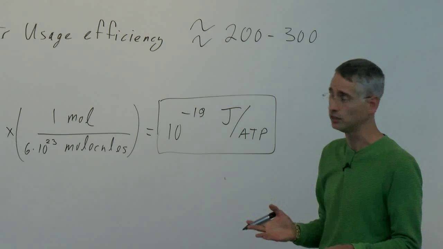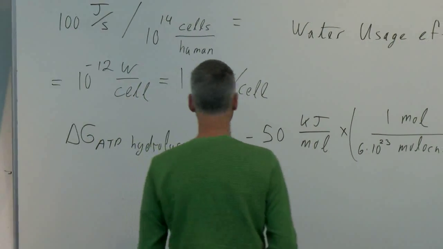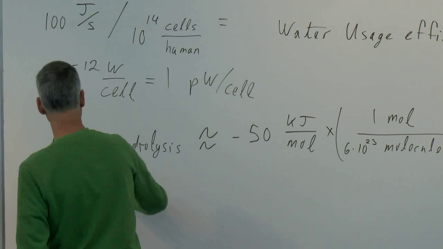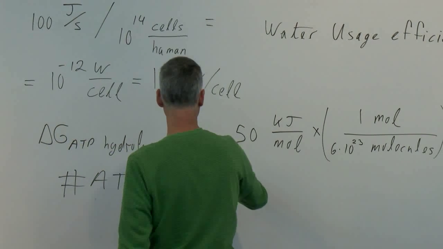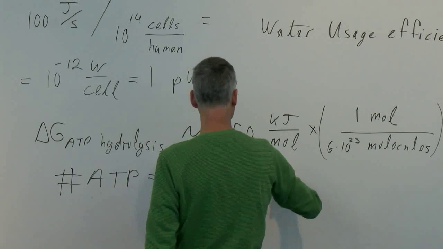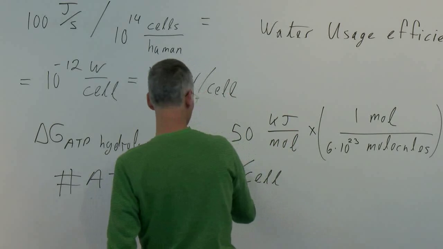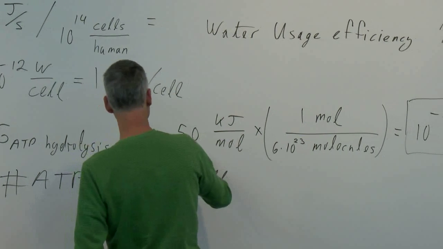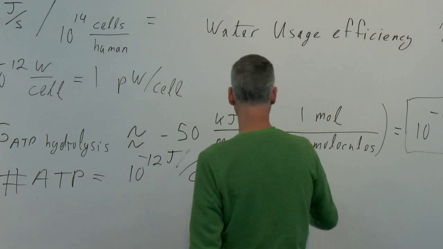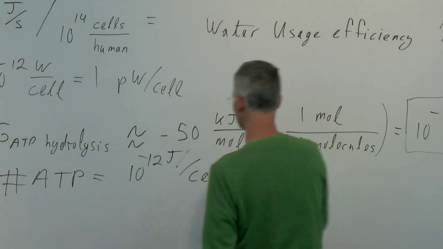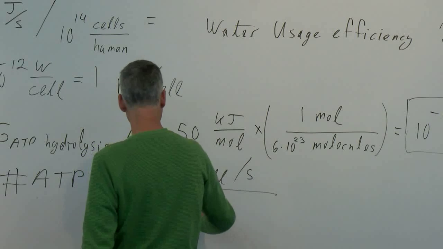So how many ATPs do I need? So let's see. I need 10 to the minus 12 watts per cell. So the number of ATP, I would need 10 to the minus 12 watts per cell. Yeah, so let's write it. That's why I did want it as joule per second. Joule per cell per second. And I want to divide it by the amount of energy that I'm getting per ATP. That's 10 to the minus 19 joule per ATP.